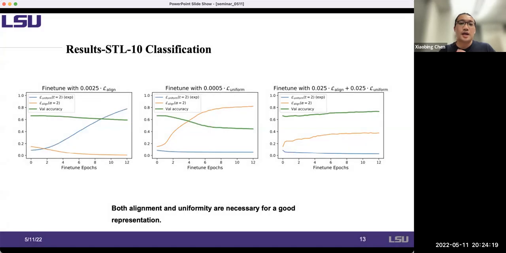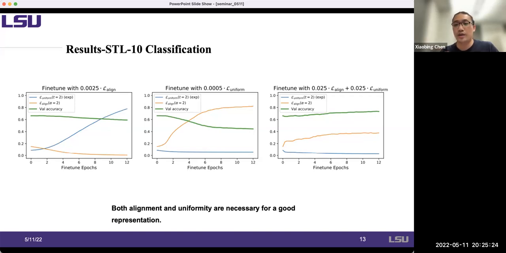So this is one, and here is another experiment, still on this dataset. In this experiment, they changed the objective loss for the downstream fine-tuning stage. In the first graph, they fine-tune the whole model with only the alignment, the second only with the uniformity, and the third with both of those metrics. And we can see when we only use one of the metrics, as the fine-tune epochs increase, this certain metric will decrease, but the other one will increase. So it will lead the validation accuracy to somehow decrease. The first two graphs tell you that.